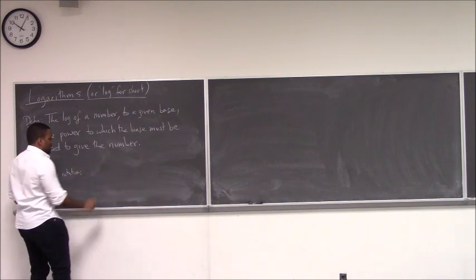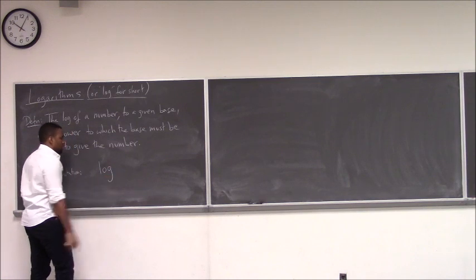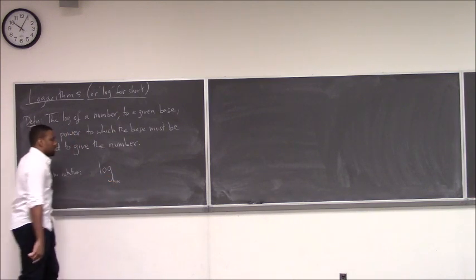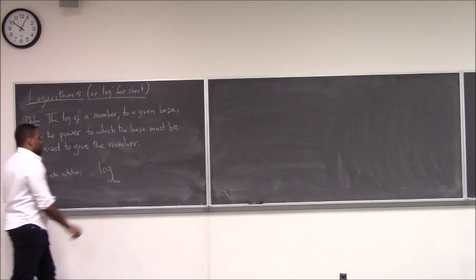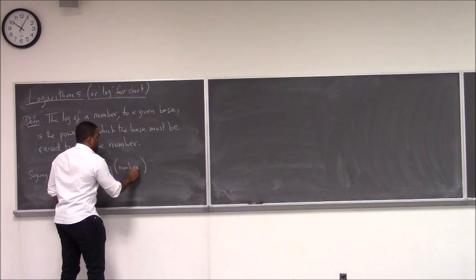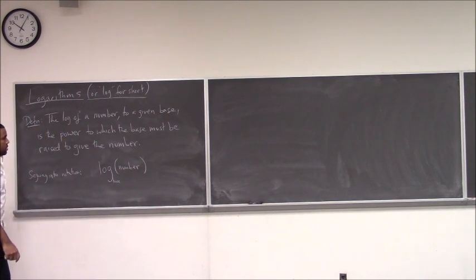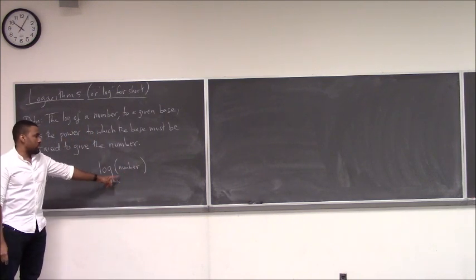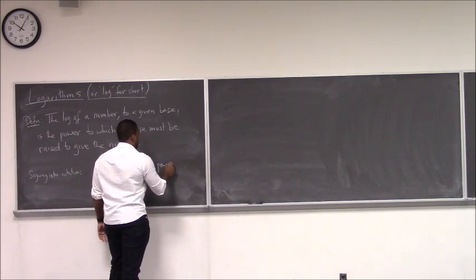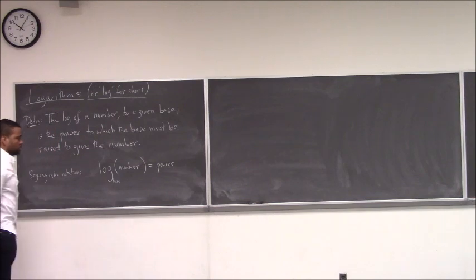Locationally speaking, you write here a log of a number. A log can have a certain base, which you'd write down here. So the number would be written in this position. So this is log to this base of that number. It is equal to a power to which the base must be raised to give the number.